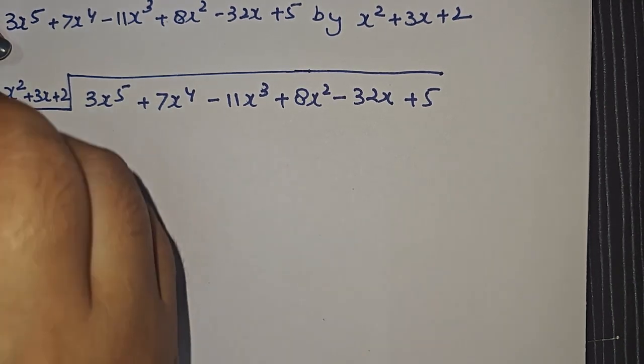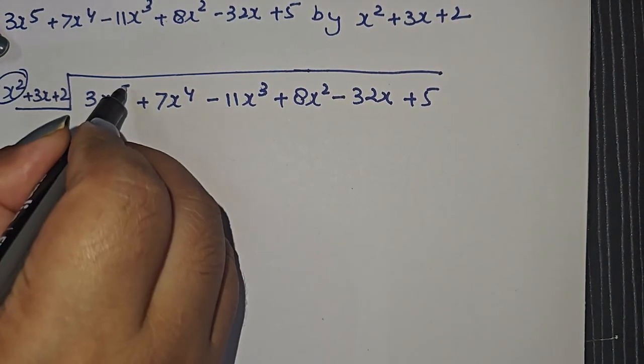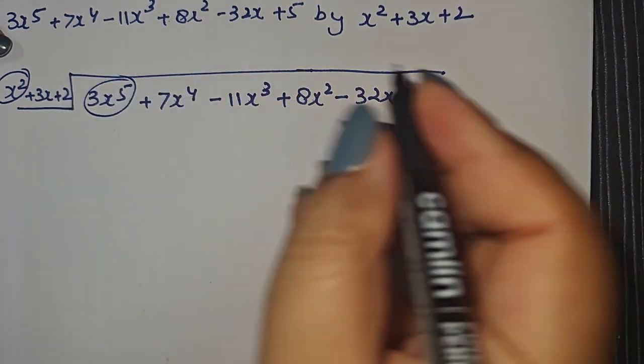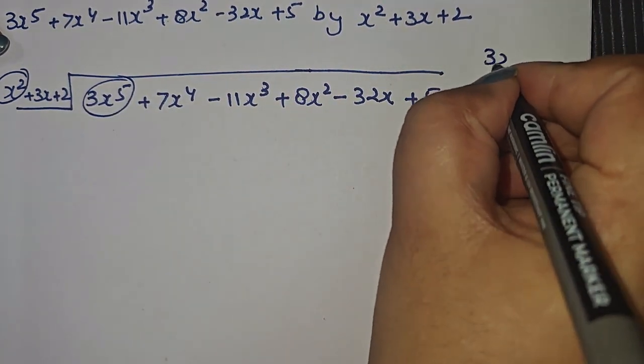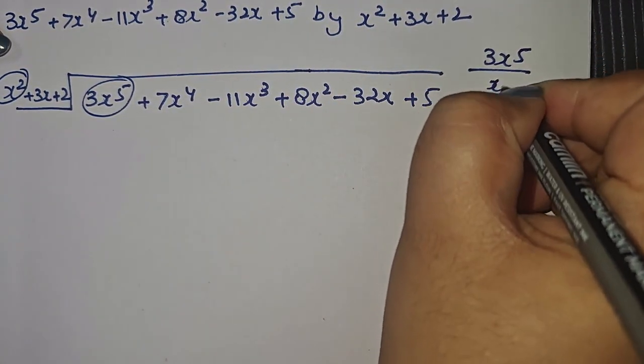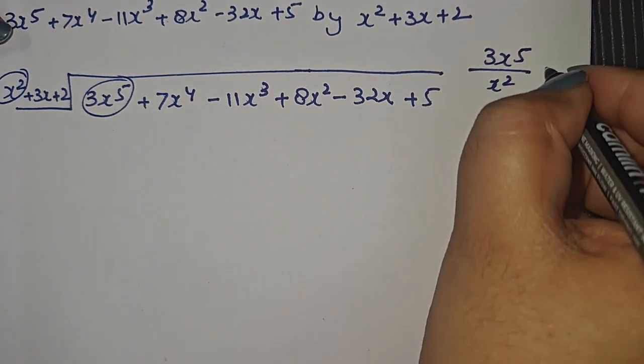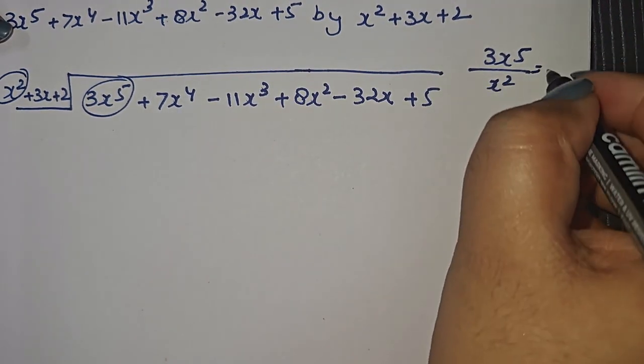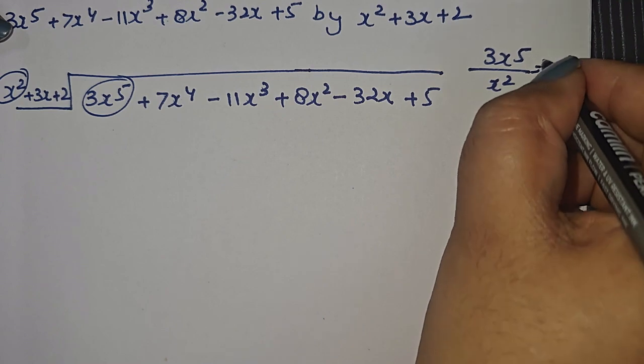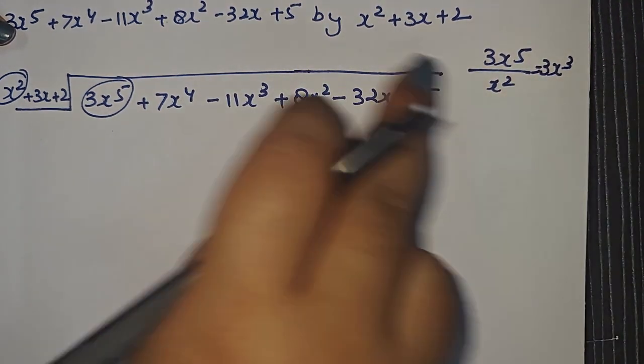So we will pick up the first term from here and the first term from here. So we have 3x to the power 5 upon x square. Now when you solve it as a monomial, it will be 3x cubed. We will use it here.